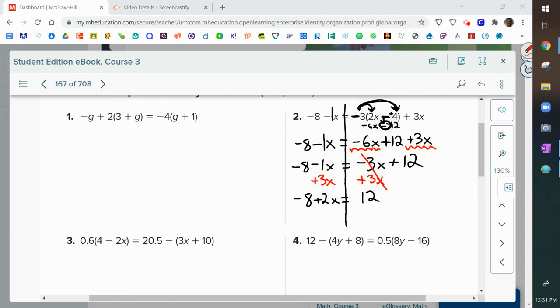Now I go to the side of the variable, and I'm going to get rid of this extra term, and I'm left with 2x equals 20, and divided by 2, x equals 10.